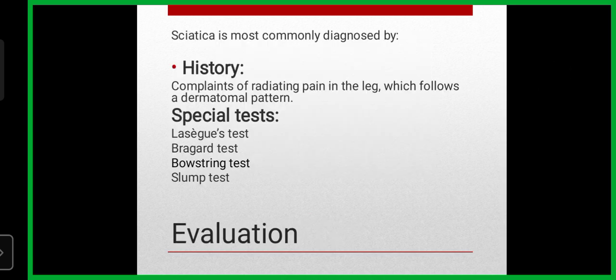How can we evaluate sciatica? Sciatica is most commonly diagnosed by the history and the special tests. History includes complaints of radiating pain in the leg which follows a dermatomal pattern. The special tests are Lasègue's test, Bragard's test, the hamstring test, and the slump test.